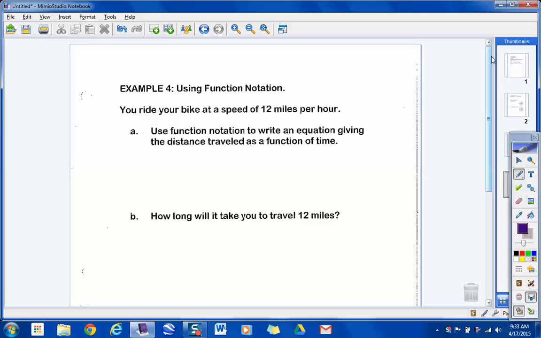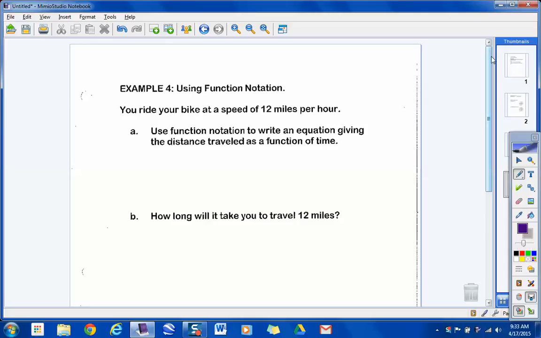Listen to my question, guys. If you're going 12 miles an hour, how far have you made it in 1 hour? 12 miles. How about 2 hours? 24 miles. How'd you get 24? How about 3 hours? 36. How about 6 hours? What did you just do? Wouldn't you take 12 times 6?